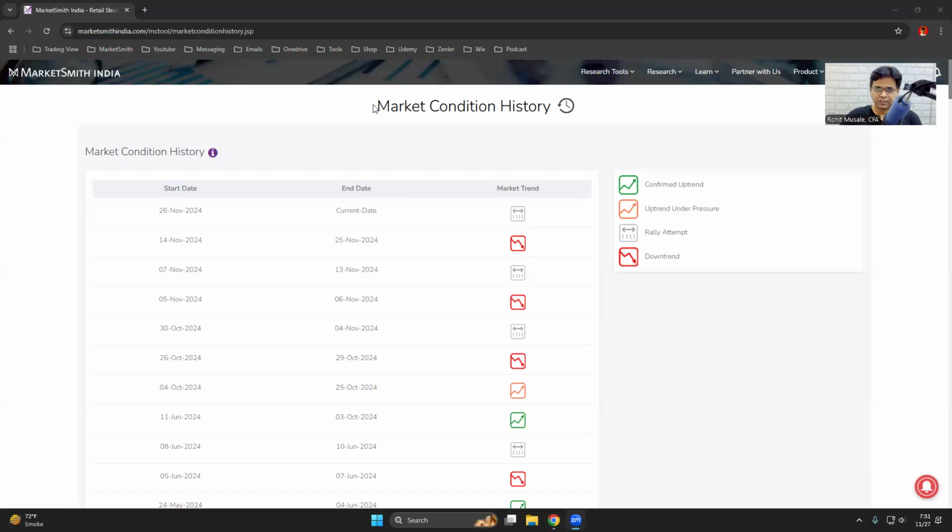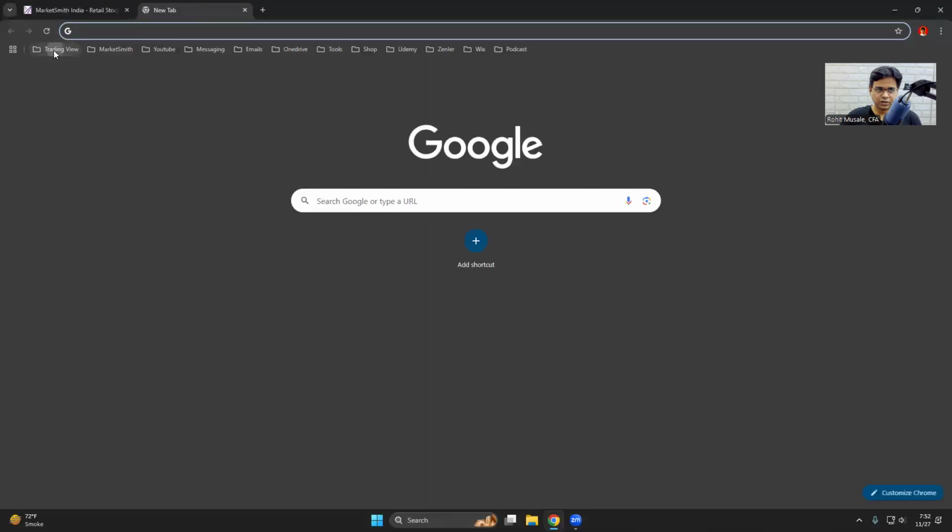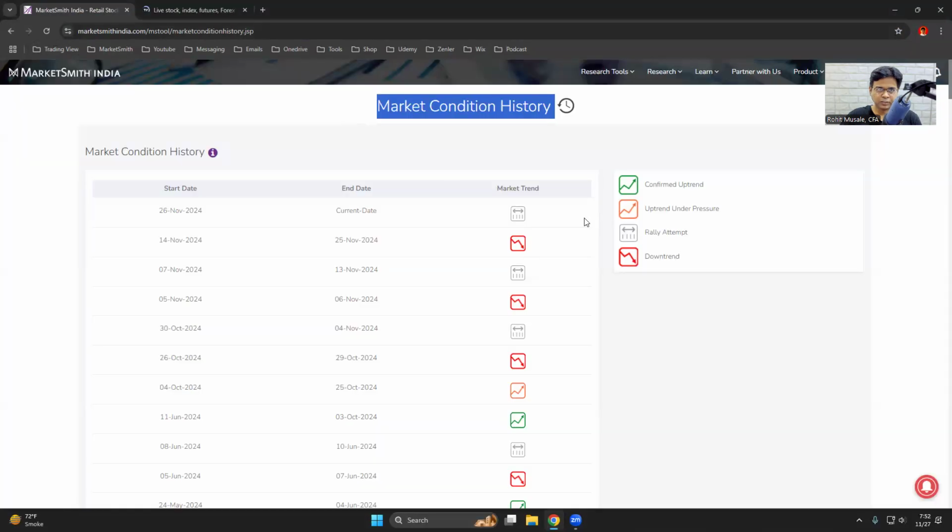So as you can see, this is market condition history. There are 4 states of the market: confirmed uptrend, uptrend under pressure, rally attempt, and downtrend. And I will use the chart of Nifty in India to explain what they are trying to tell here.